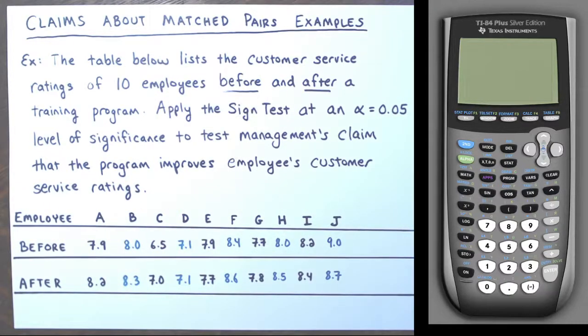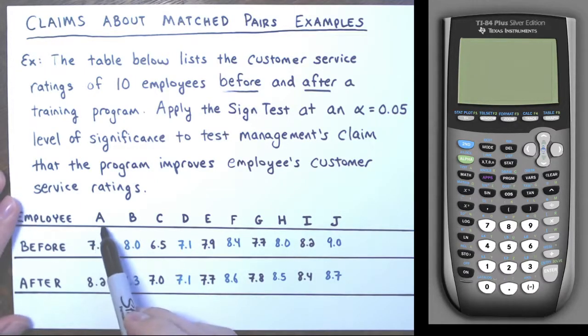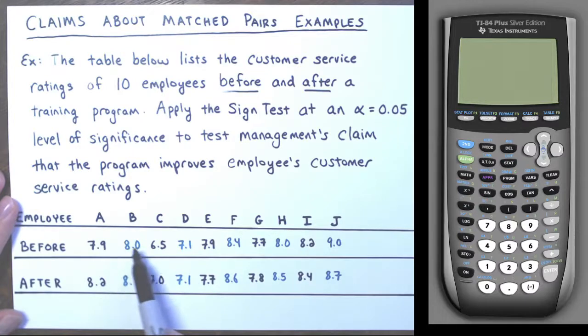All right, and here's this table. We've got the 10 employees: Al, Bob, Christina, Dan, Earl, Frank, George, Harry, Iris, and James, A through J, 10 employees, and their before and after customer service ratings. Before the training, after the training.